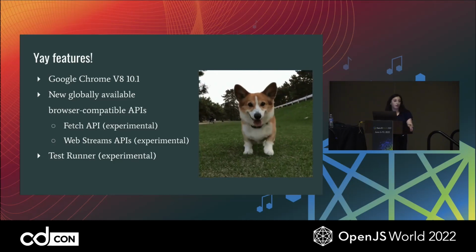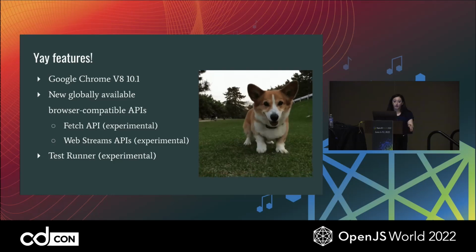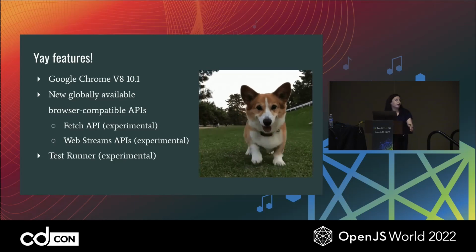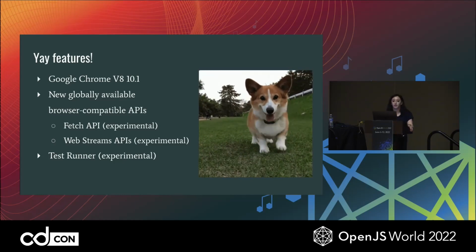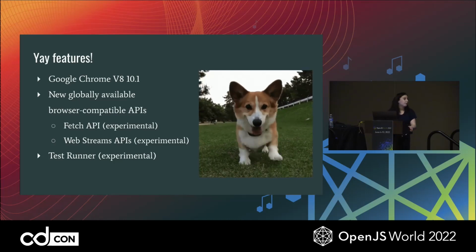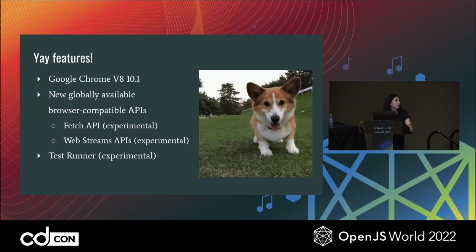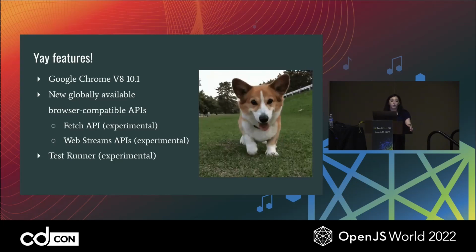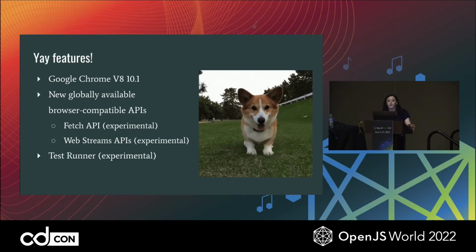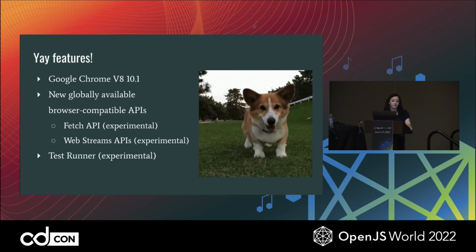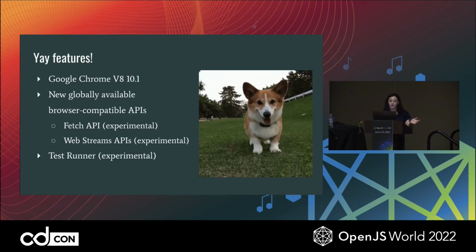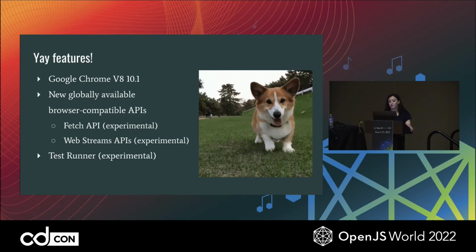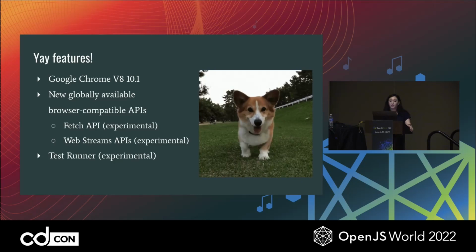The other big news was a bunch of new globally available browser-compatible APIs. So I'm sure if you went to Ethan's talk, you heard about Fetch coming to Node. That was a very much anticipated API. It's great to have an experimental version of it available. And similarly, we got the web streams APIs, again, similar vein, and also the test runner. So as of Node 18, there's a very minimal test runner shipped with Node. It's experimental. A lot of hard work done by Colin from the TSC there. So lots of shiny new features to get your hands on. I do believe my colleague Michael will be going through some of them in more detail after this talk, so stick around.